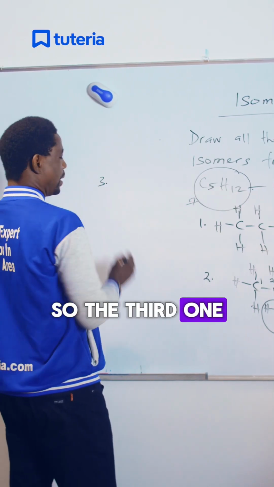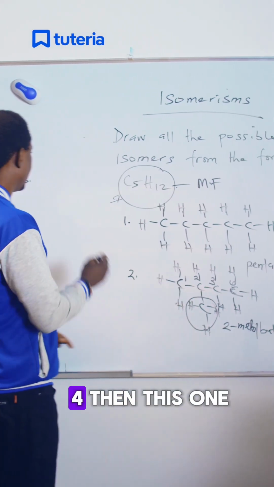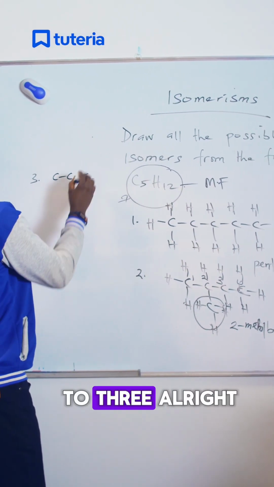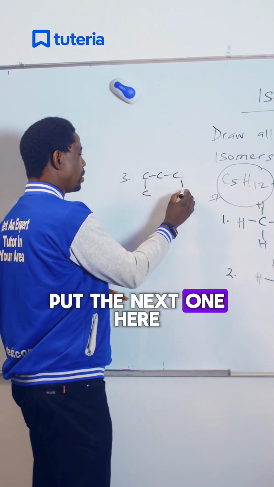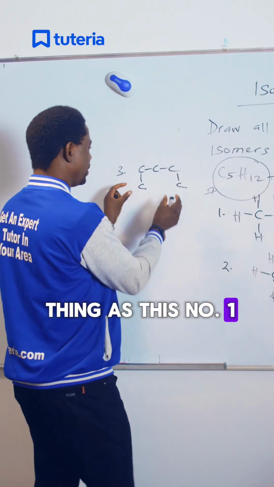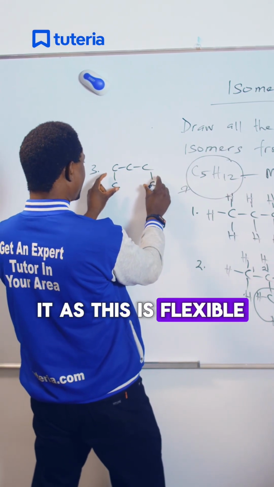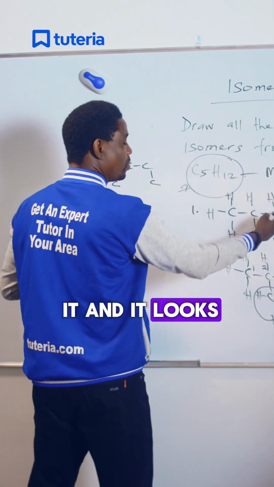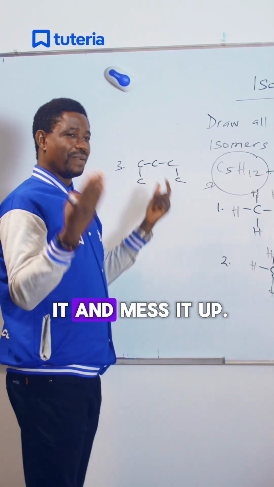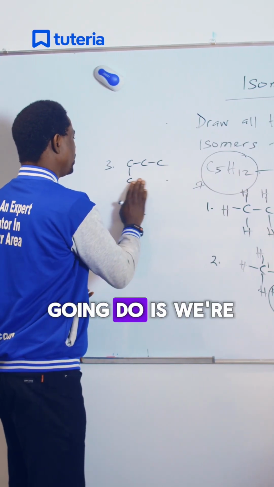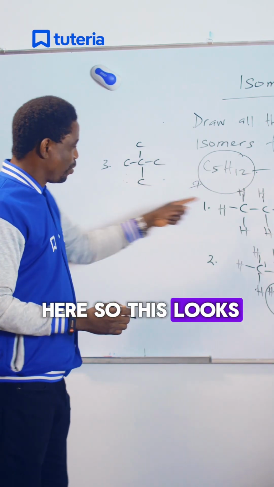So the third one, I started from a 5 chain, then I moved to 4, then this one I'm going to move to 3. All right, like I've said, if I put the next carbon here and put the next one here, it's still the same thing as this number 1. That is where most students have the problem, because just look at it as this is flexible. I can easily twist it and it looks like this. So that shows that it's still number 1. So most students do this and they name it and mess it up. So what we're going to do is put the first one here and the next one here. So this looks different from this.